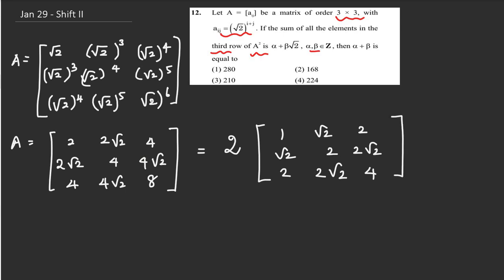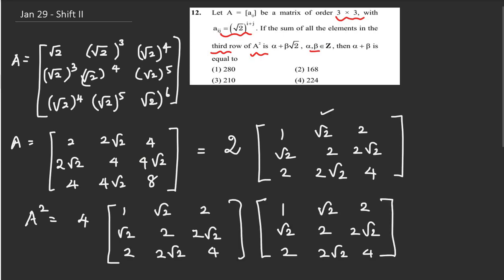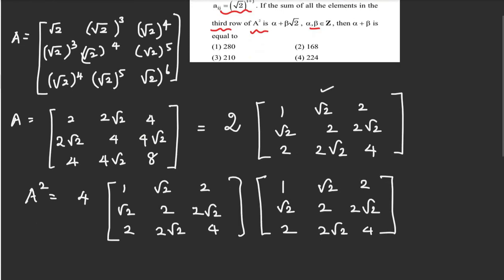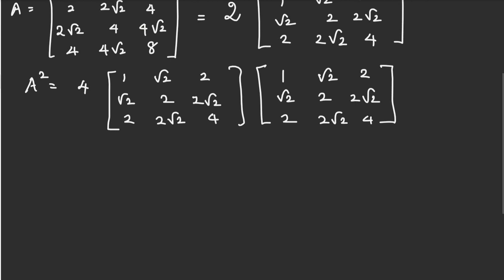Now we find what is A square. A square will be equal to 2 square, that is 4, 4 into, I multiply this matrix twice, A square, the third row of A square. I want only the third row of A square. So that is 4. First 2 rows we multiply, next 2 rows we multiply.